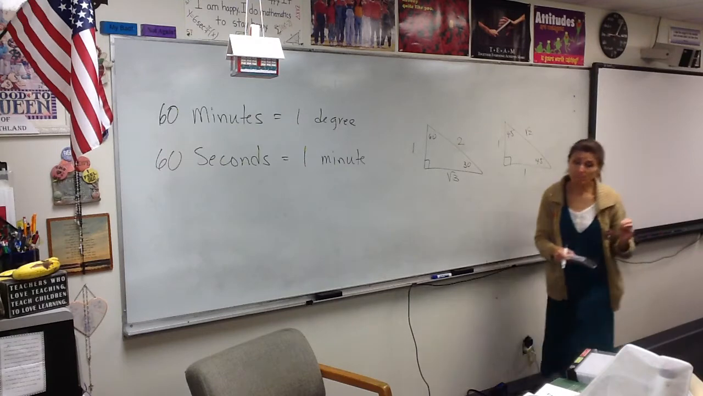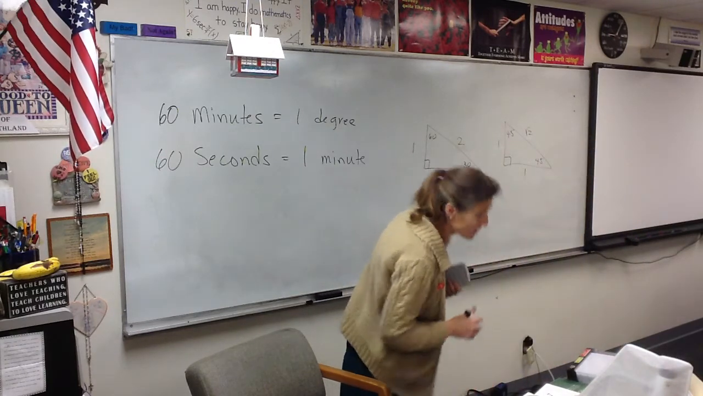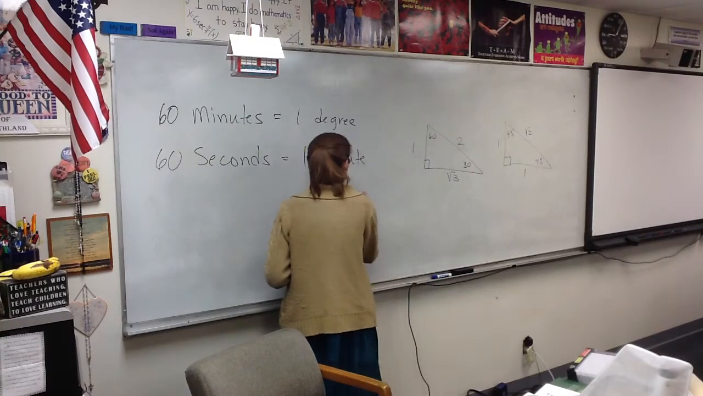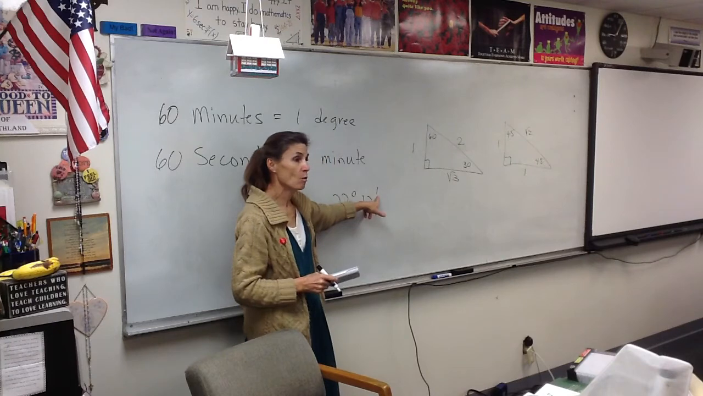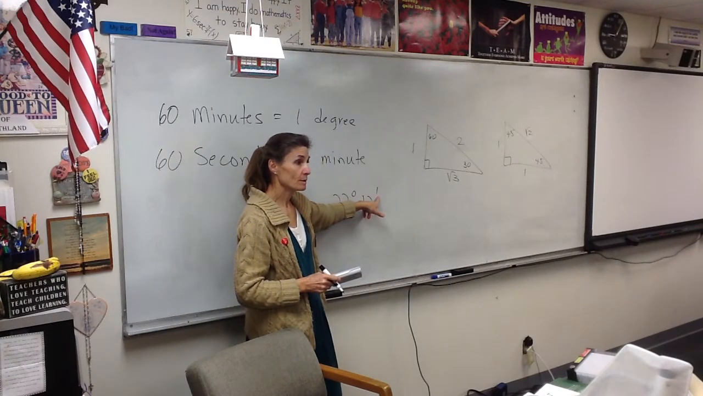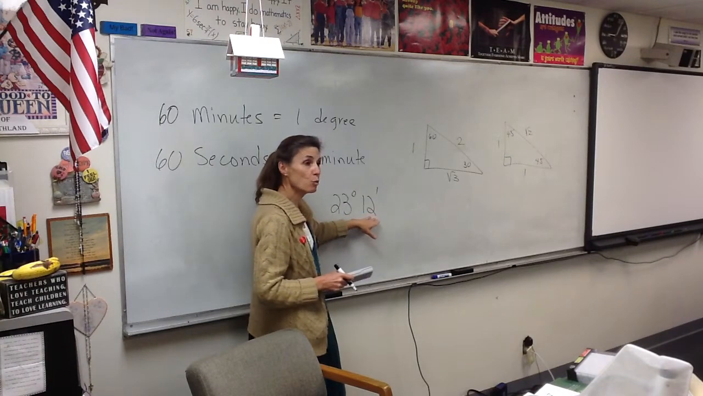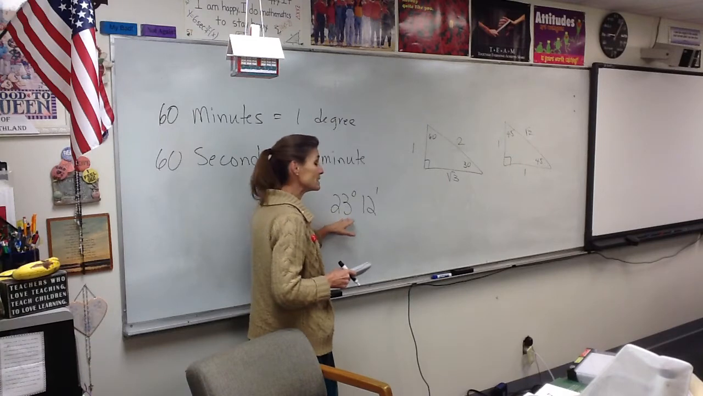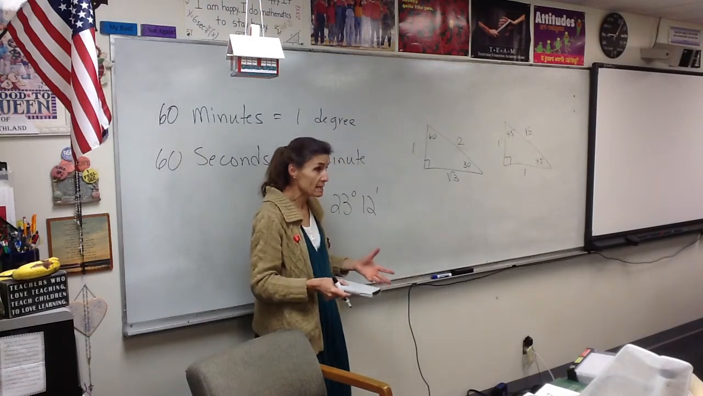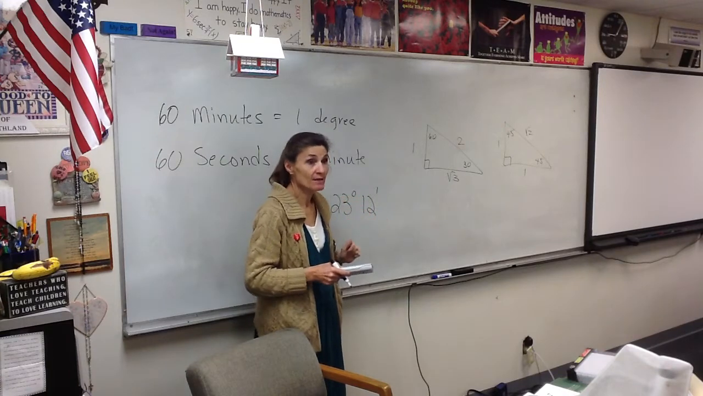So when I look in my book at problem number 1, it says 23 degrees and 12 minutes. This is the symbol for minutes. So this says 23 degrees and 12 minutes. This means then 23 whole degrees and 12 sixtieths of another degree.